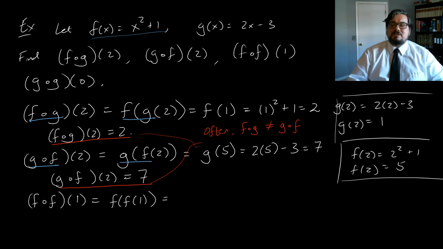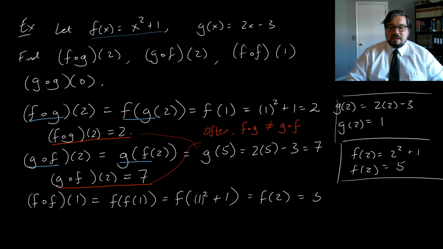And rather than doing things off to the side, we actually can do everything all together. So I'm going to leave the f on the outside alone. Now the f of 1 on the inside, I'm just going to go ahead and plug that into the function f. So f of 1 is the same as 1 squared plus 1, which gives f of 2. And we actually already know what f of 2 is. We did that before. f of 2 is 5. So that means that when we compose f with f and evaluate it at 1, we get 5.